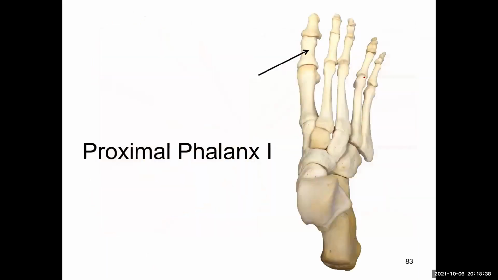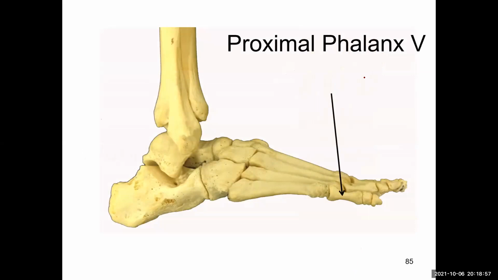And then our phalanges. Okay, every single toe has a proximal phalange. Every single toe has a distal phalange. So here's the proximal phalange for the big toe, there's the proximal phalange for your second toe. Here's the proximal phalange for the fifth toe.